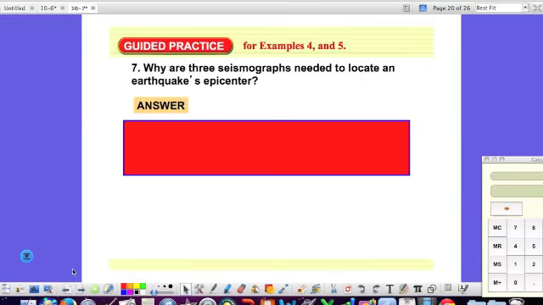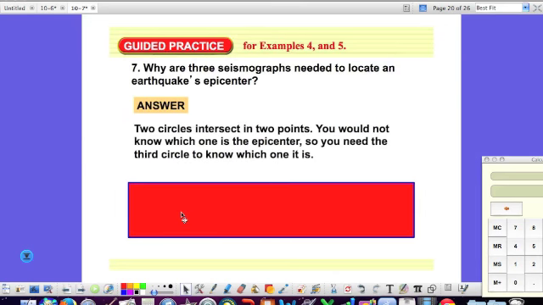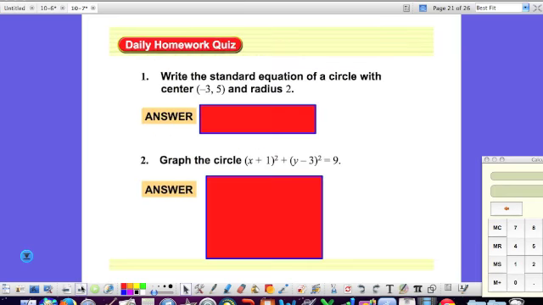Back at guided practice number 7, we looked back at the question about the earthquakes. They want to know why you need 3 locations, and it's because if you have just 2 circles, they're going to intersect at 2 points. You need the 3rd circle so that you can figure out which of the first 2 intersections the 3rd circle would also intersect at.